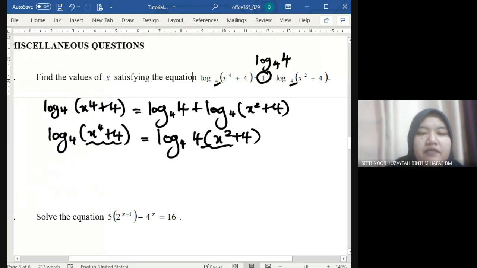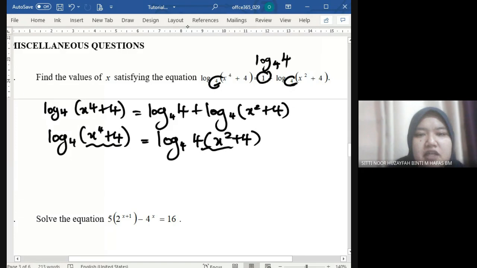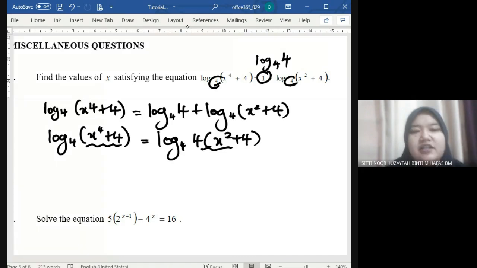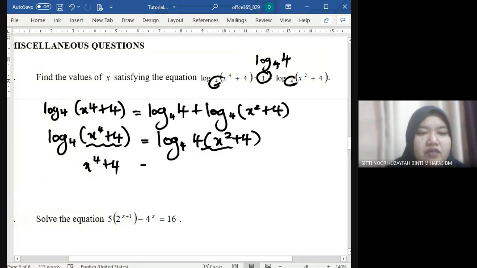So first of all, we need to make sure that we have the same base. If not the same, then we have to change the base. And then after that, we can let it be one single log on both sides. So one log on left side, one log on right side. And then we can compare everything inside the log. So we have x to the power of 4 plus 4 is equal to 4x squared plus 16.